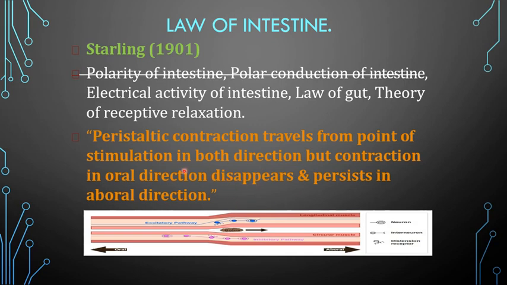So at the point of stimulation, the contractions will appear in both directions, but the contractions in the oral direction will disappear and the contractions toward the aboral direction will persist. So this is the law of gut or law of intestine. Because of this, the chyme will be propelled towards the rectum and anal canal, and as the food goes through the intestine, absorption of the nutrients takes place.